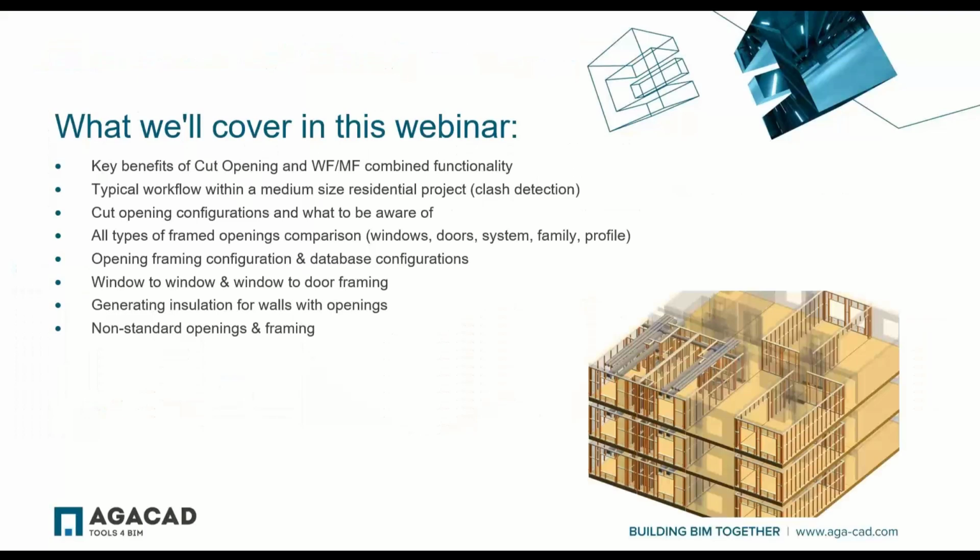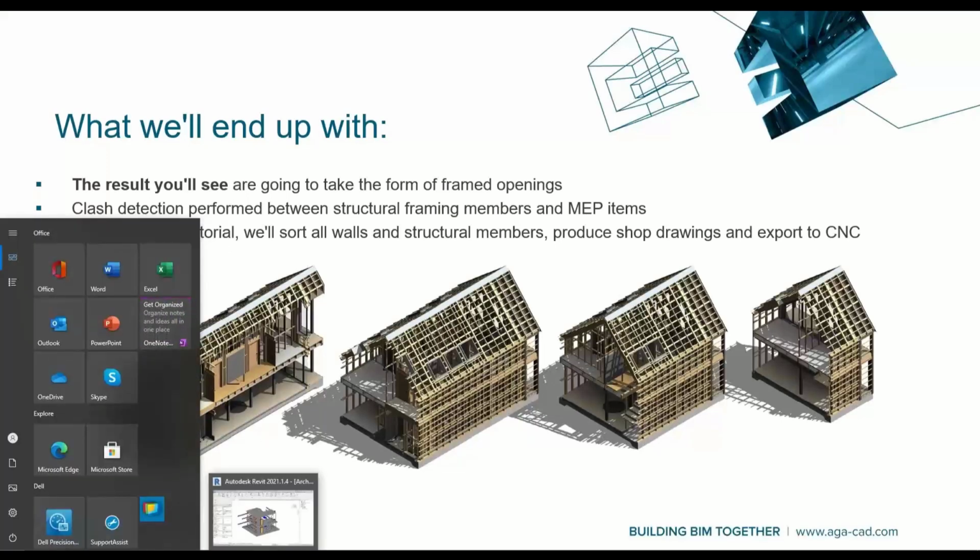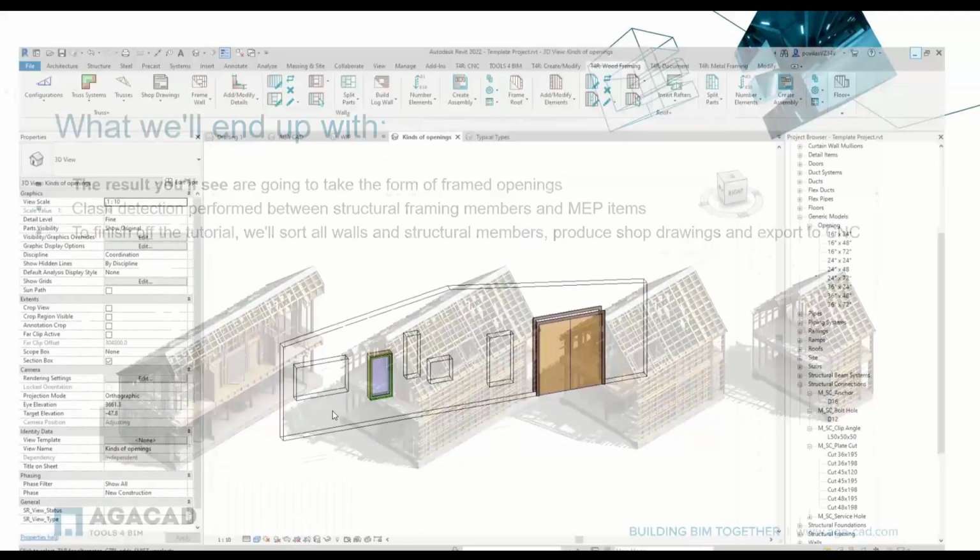Like I said, a few things. We're going to look at the key benefits of cut opening and the wood and metal framing functionality, and so the combined workflow. We're going to perform a clash detection, use cut opening, and look at some parts of the configurations, and a couple of other things. Let's move on to a live model I have open.